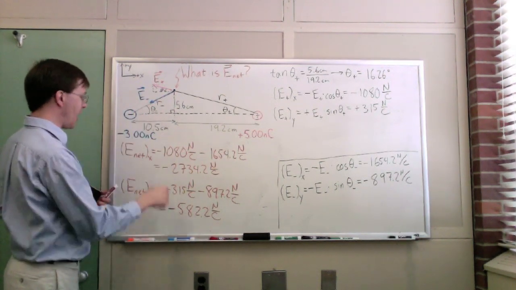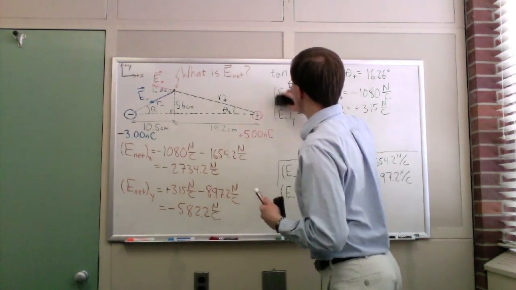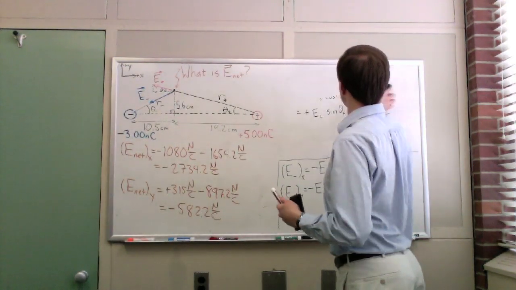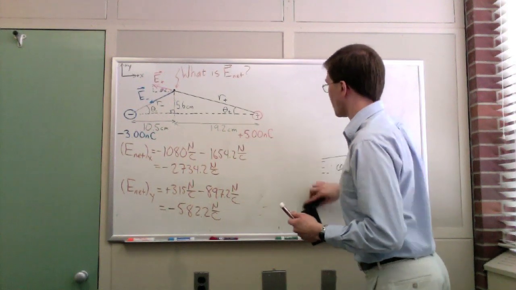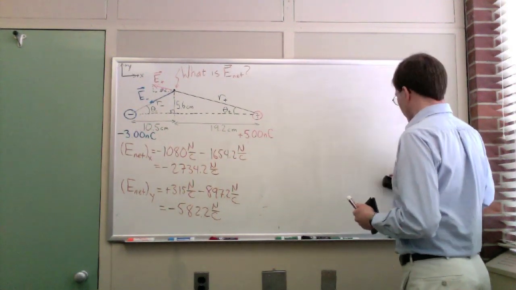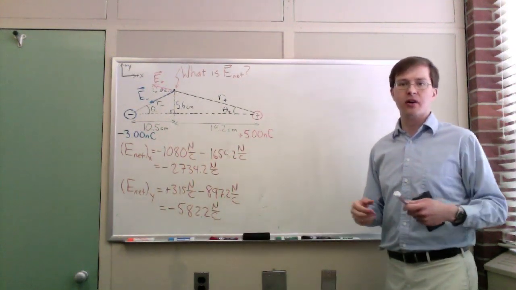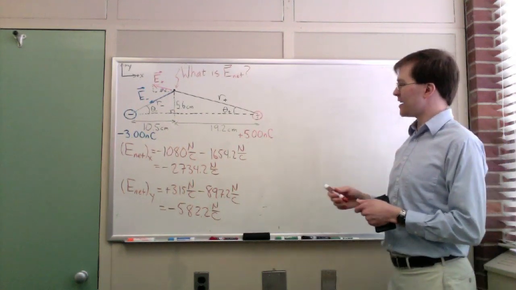If I were to draw a vector sum of the E plus and the E minus that I have drawn up there, they're going to partly cancel out in the Y direction, and they're going to reinforce each other in the X direction. So I expect a bigger X than a Y. And so that makes sense.